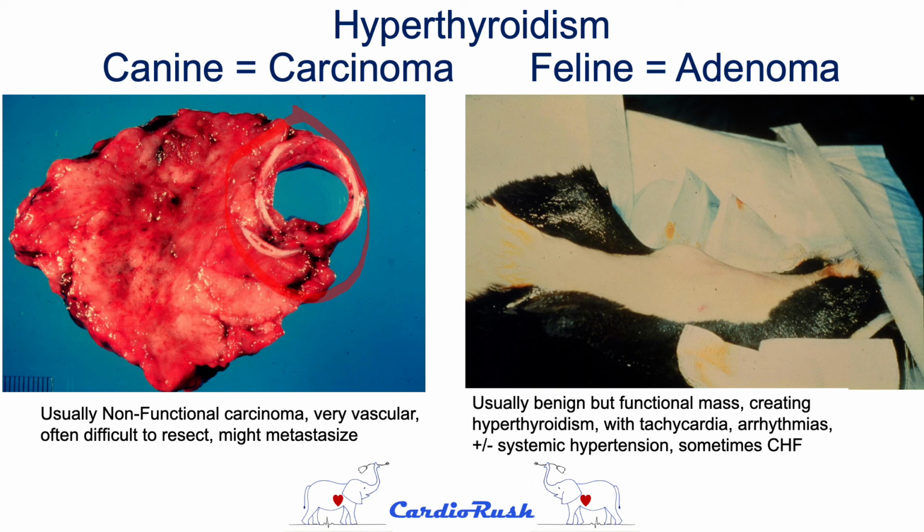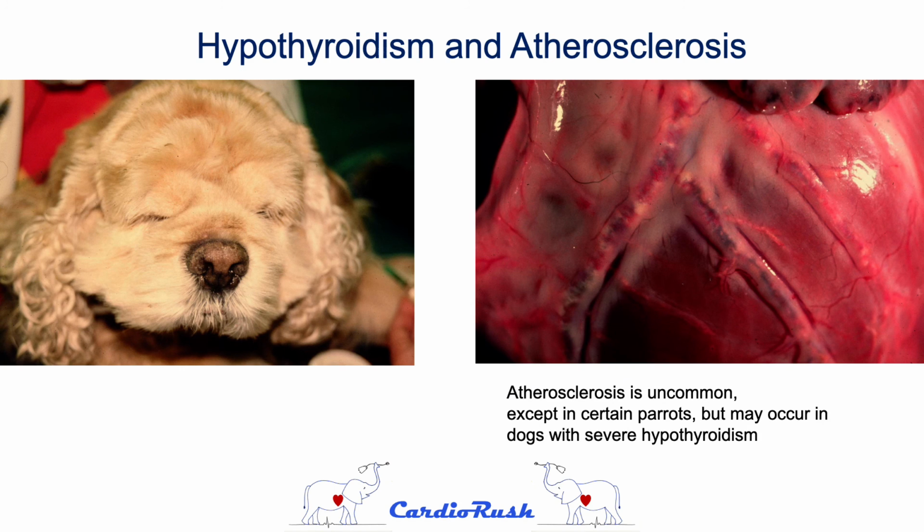Cats often get an adenoma, but the adenoma tends to be functional, creating a hyperthyroid state with tachycardia, as well as cardiac arrhythmias, sometimes systemic hypertension, and less commonly congestive heart failure. Severe hypothyroidism also has the potential to affect the heart, either via arrhythmias or reduced contractile function. In dogs who have severe hypothyroidism, maybe especially those with myxedema coma or very high cholesterol levels, may end up with atherosclerotic changes in the heart.